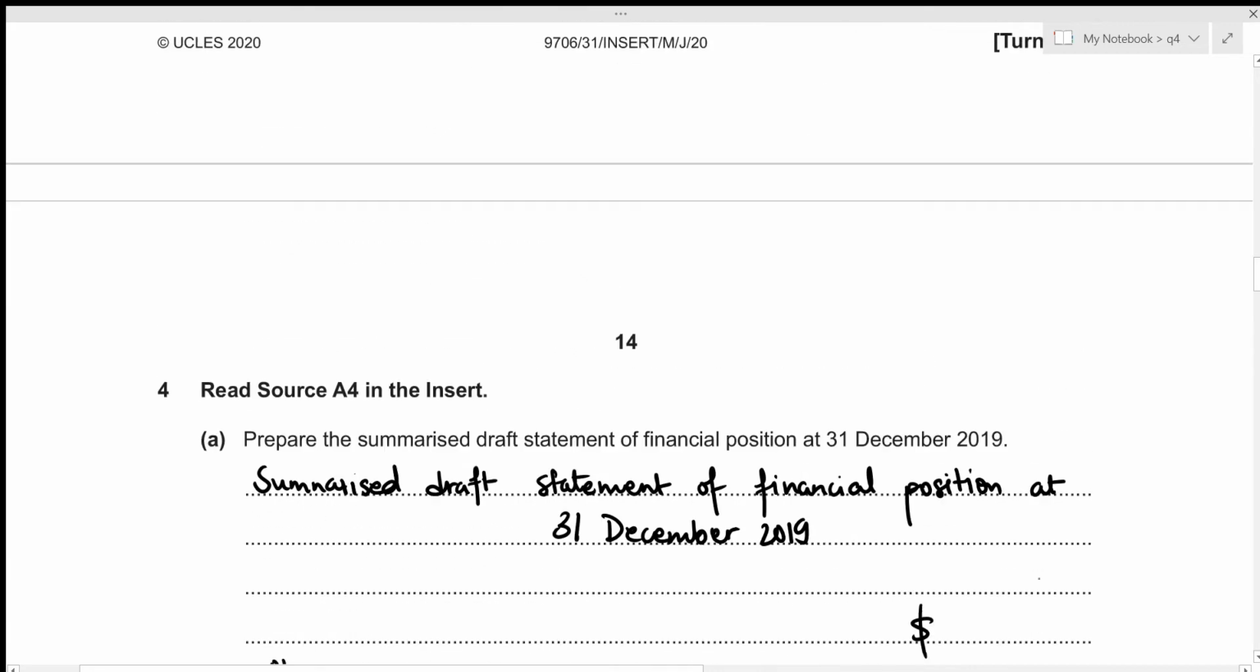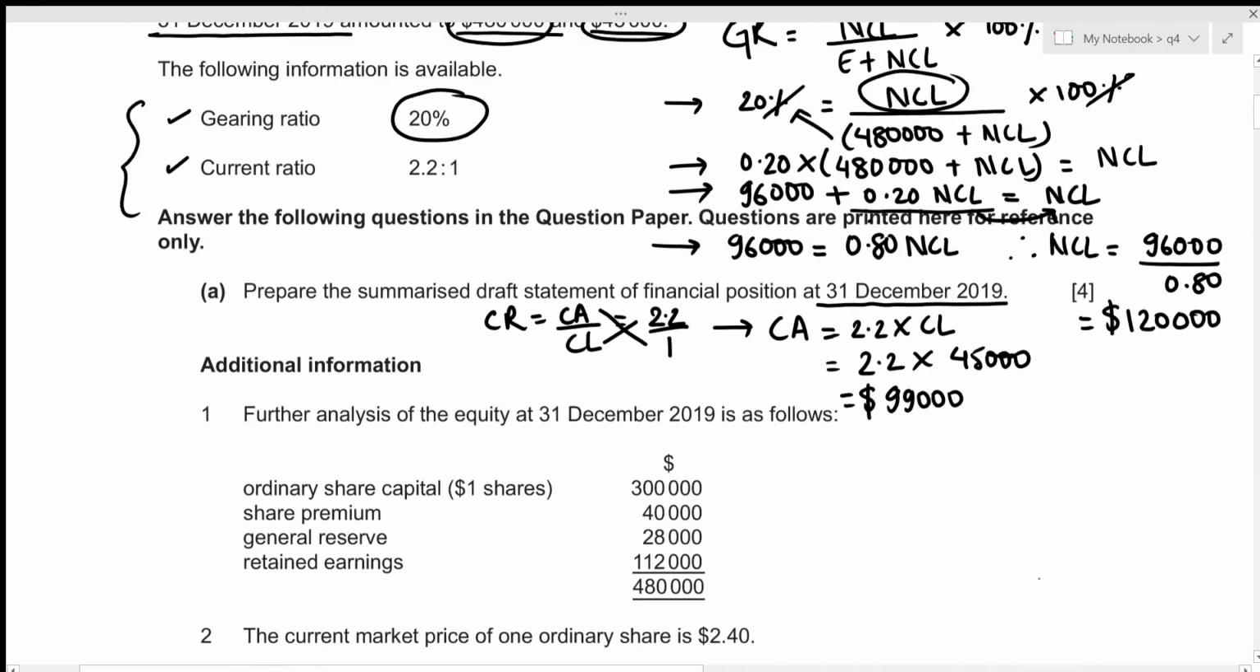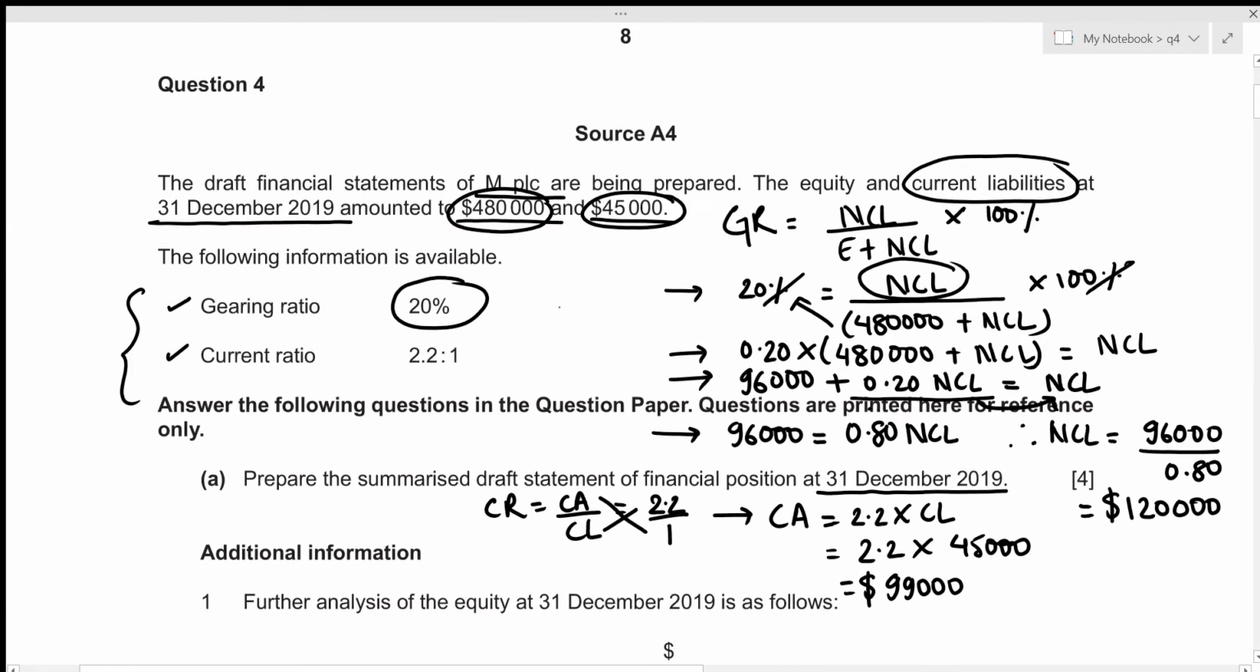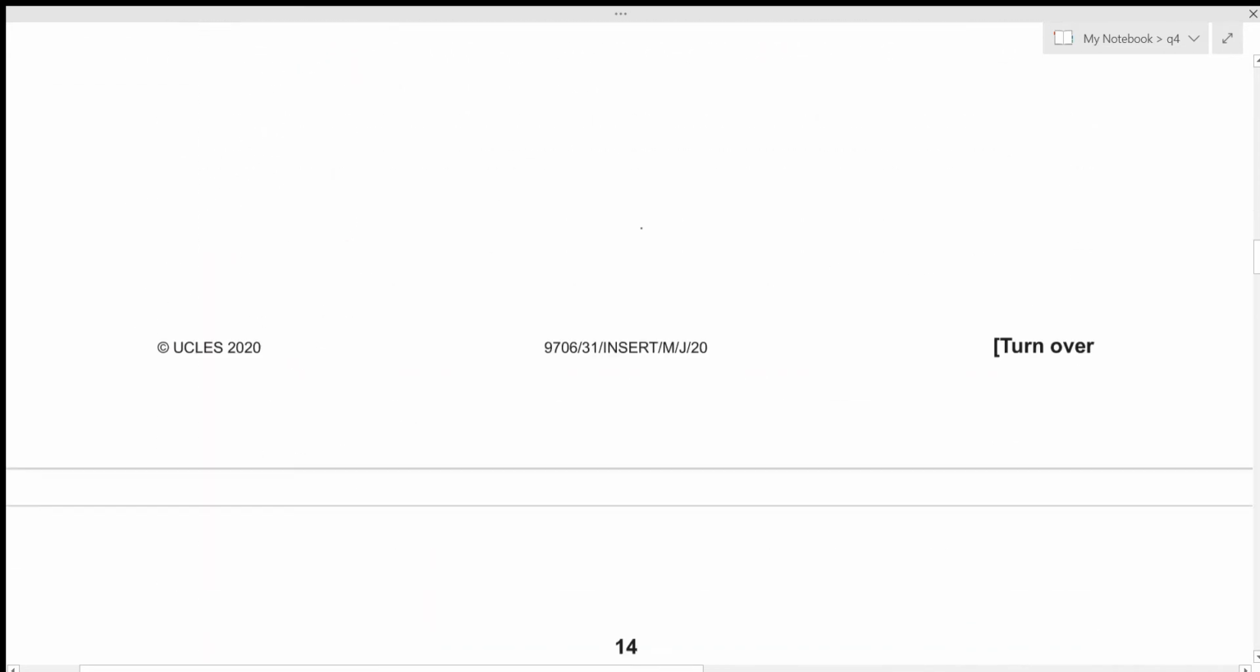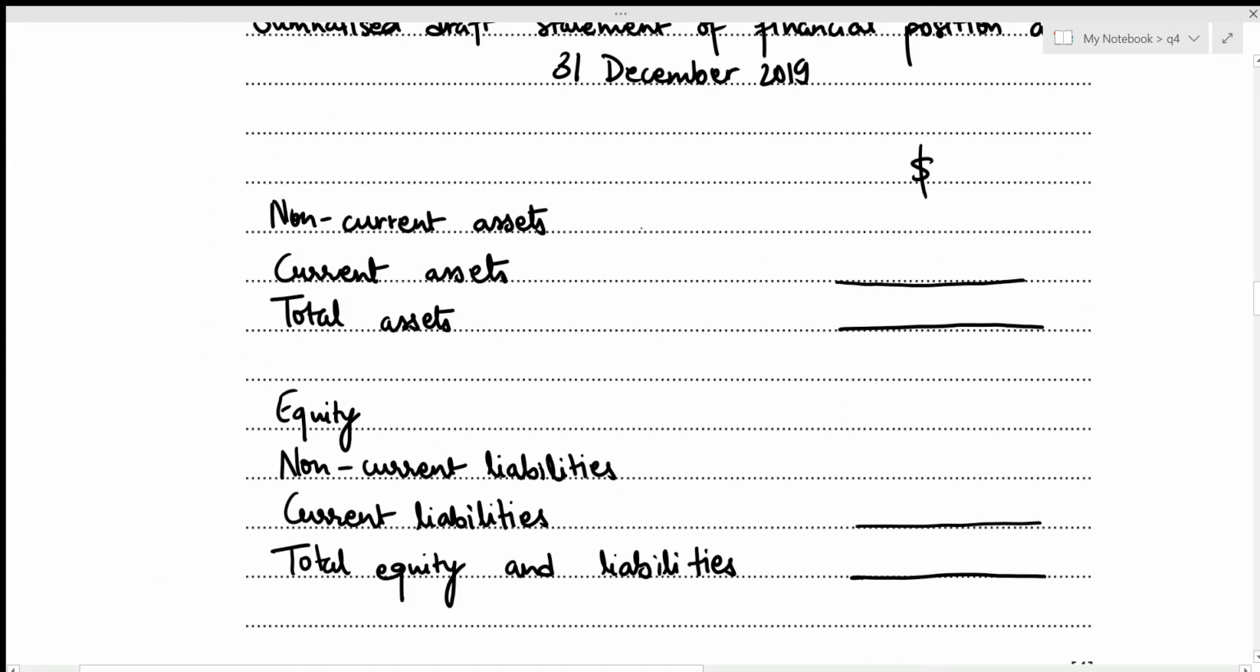Okay, let's have a look above. We have our equity value to be 480,000 and the current liabilities value to be 45,000. So let's substitute this into our draft statement of financial position. So we had equity of 480,000 and current liabilities of 45,000.